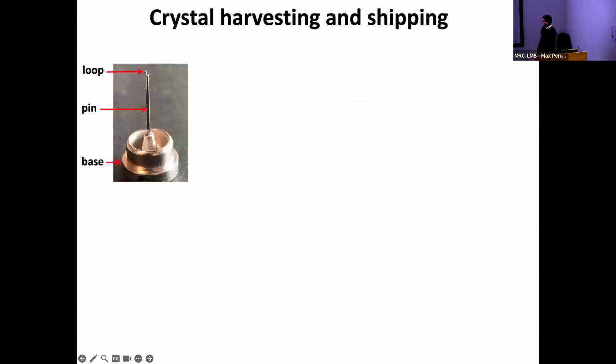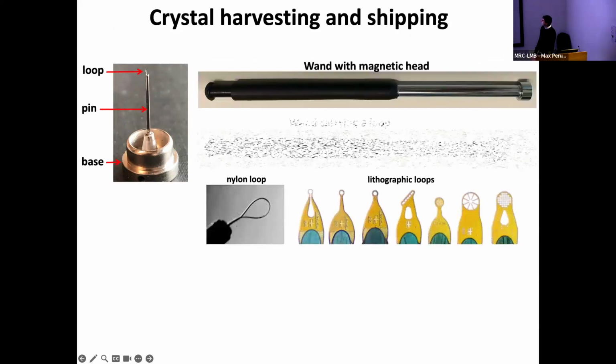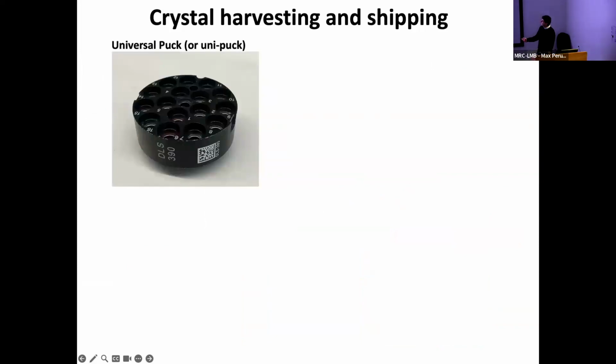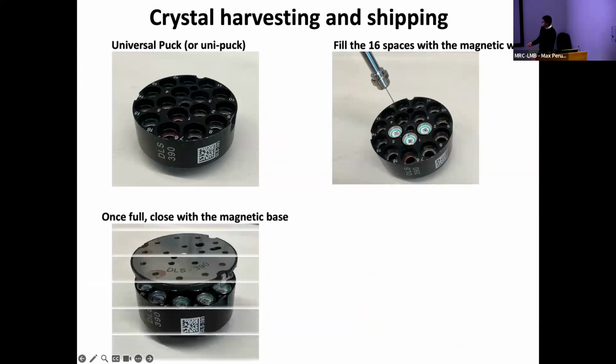Once you grow the crystals, you will need to harvest them from inside the drop. These are some of the tools that we are using at the facility to harvest your crystals. So this is your crystal in the drops. These are the tools we use to fish them out and freeze them. And once you freeze your crystal, they can also be shipped to synchrotrons. They will be shipped inside these containers. That's how you use a magnetic wand to place the loops inside the pack.